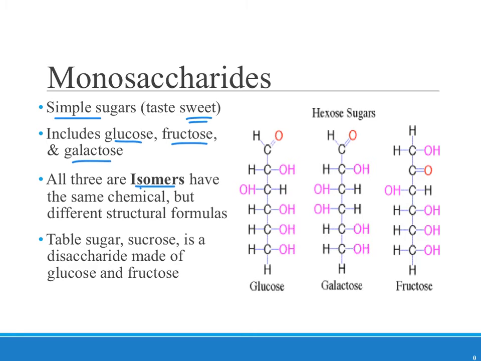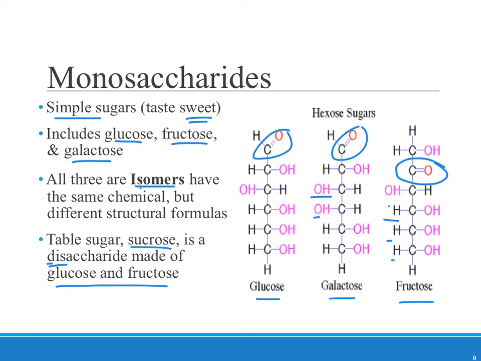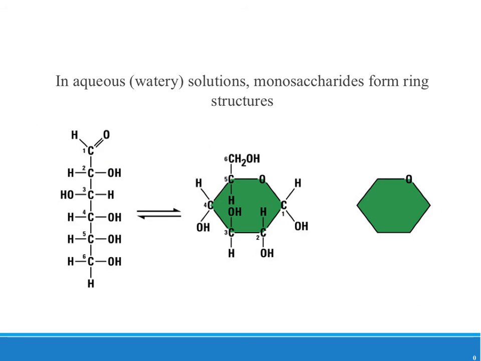So if you look on the diagram here of our glucose, galactose, and fructose, you can see the fructose has the double bond between carbon and oxygen kind of in the middle of the chain, whereas both glucose and galactose, it's on this end. And then just what sides have the OHs or the hydroxyls and which sides have the hydrogens, you can see we have a little bit of difference here. Incidentally, table sugar, which is known as sucrose, is a disaccharide, and it's made up of glucose and fructose.